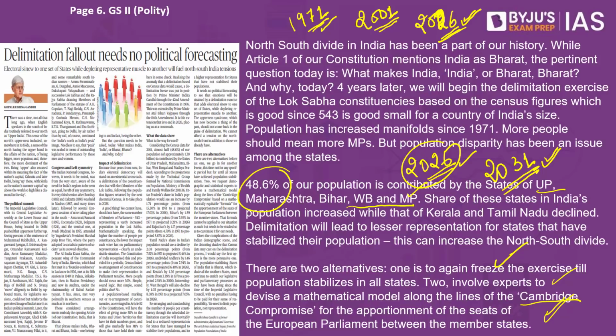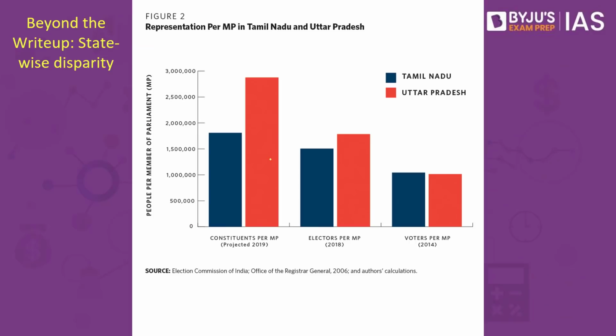On the other hand, in UP and Bihar, it is the opposite. So we cannot punish states such as Kerala and Tamil Nadu for doing a good job, and that is why we have this problem at our hands right now. Now, I want to highlight this problem in terms of certain graphs so that you understand what the author is trying to say here. In this graph, we see a comparison between UP and Tamil Nadu.